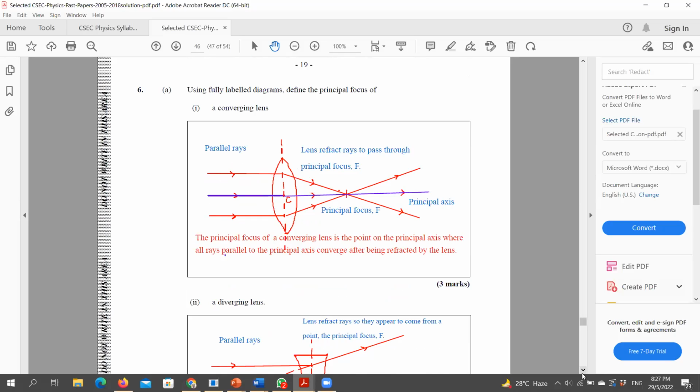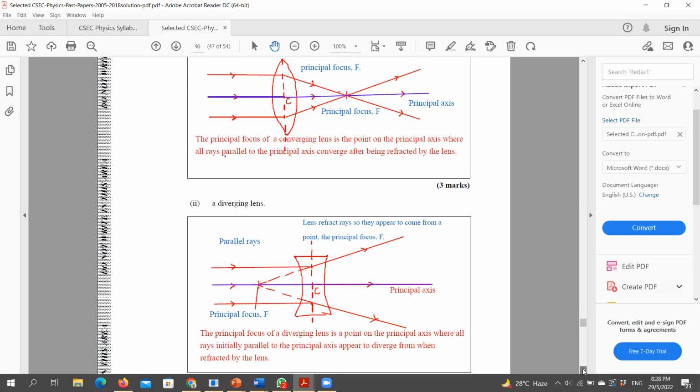This question is a lens question, and you have to use a fully labeled diagram to define the principal focus of a converging lens and a diverging lens. So in a converging lens, a parallel beam will be refracted so that the rays pass through the principal focus. So we have parallel rays, and the lens refracts the rays so that they pass through the principal focus. And that is the principal focus, that point on the principal axis through which the rays will pass once they are parallel to the principal axis.